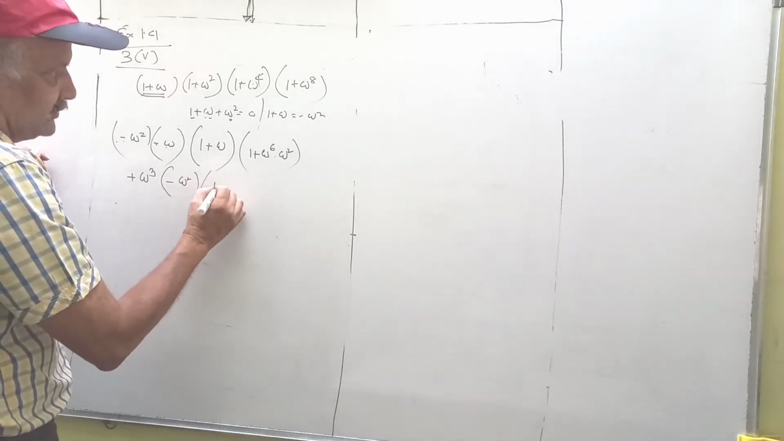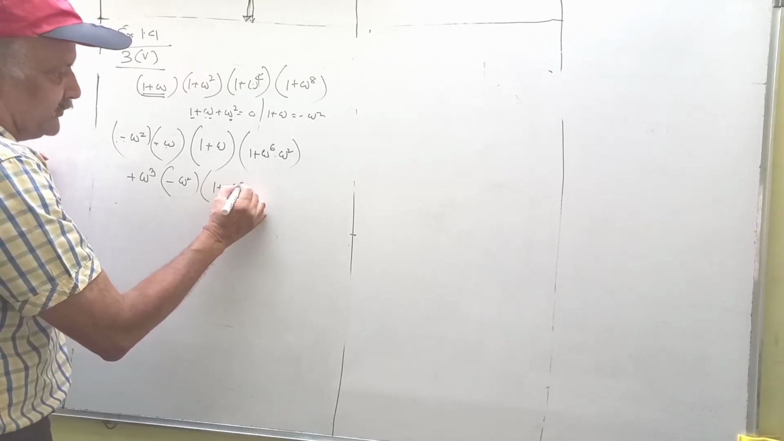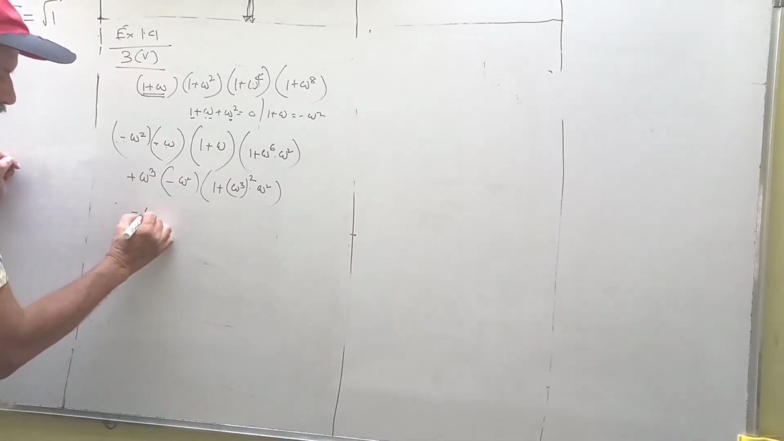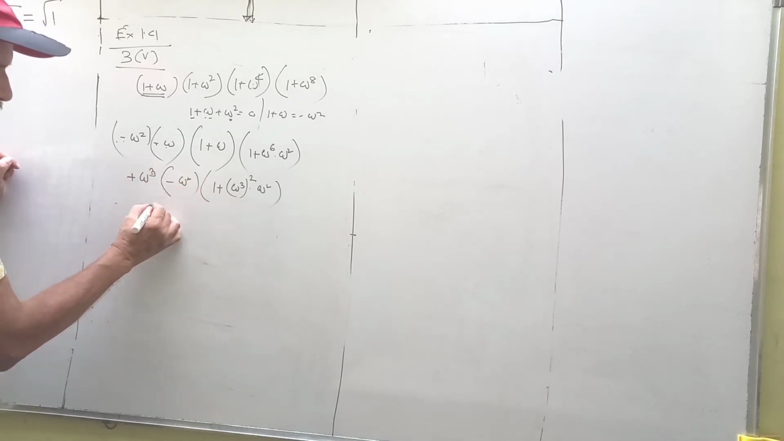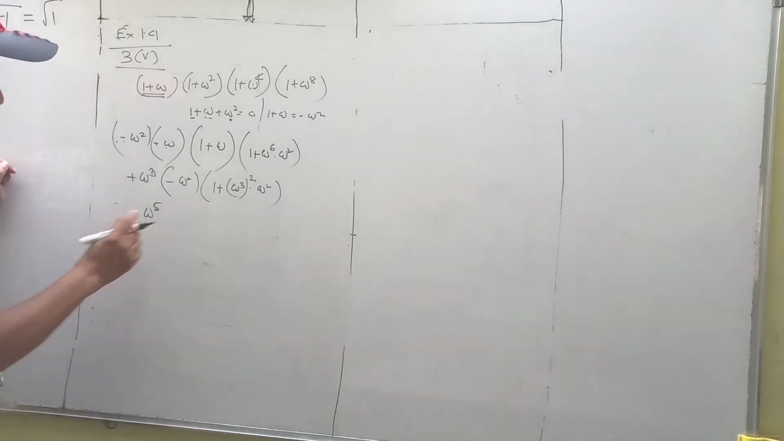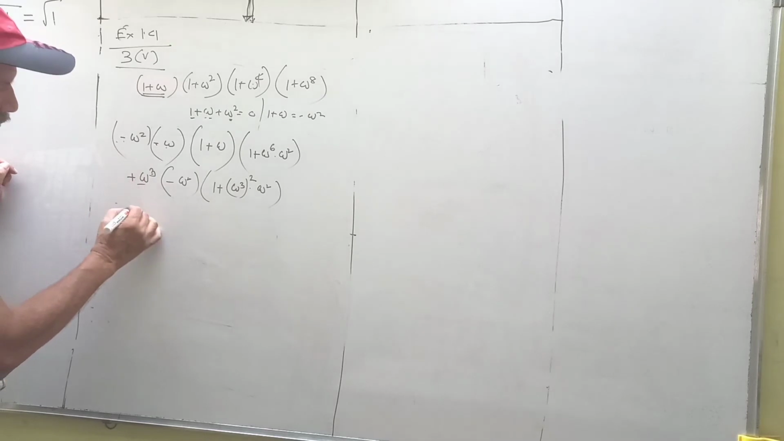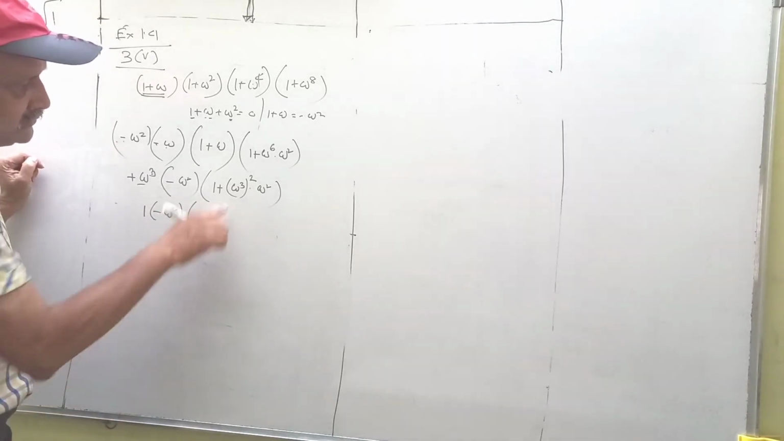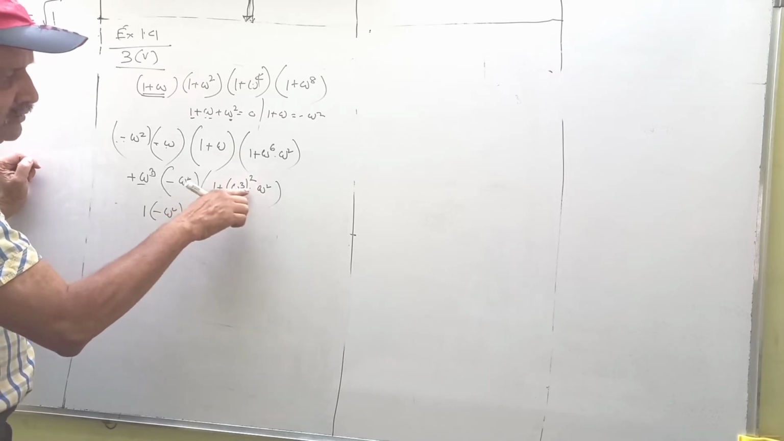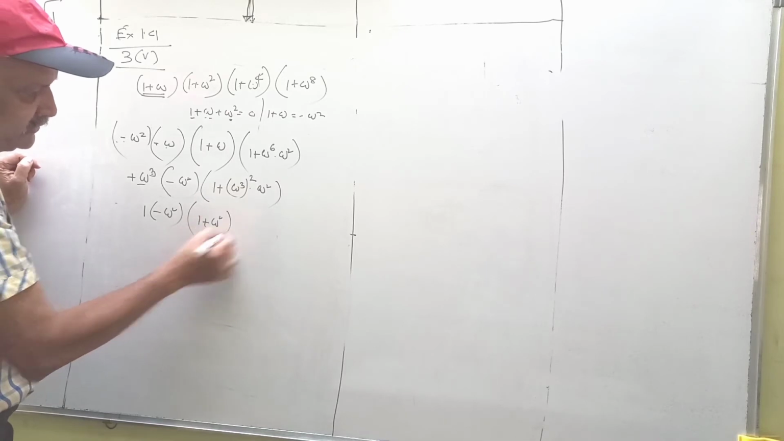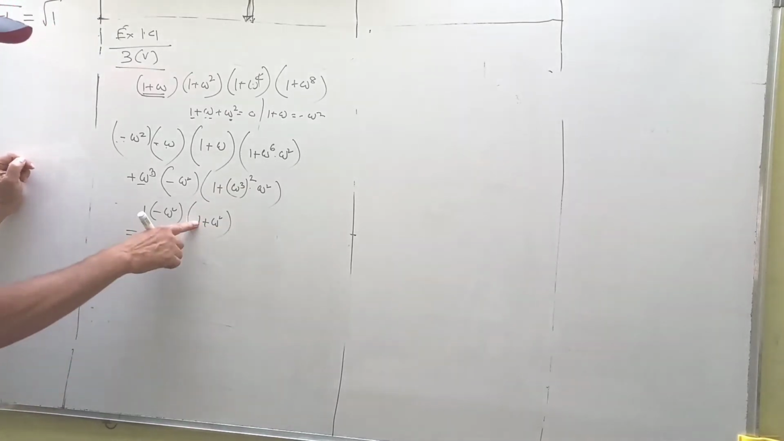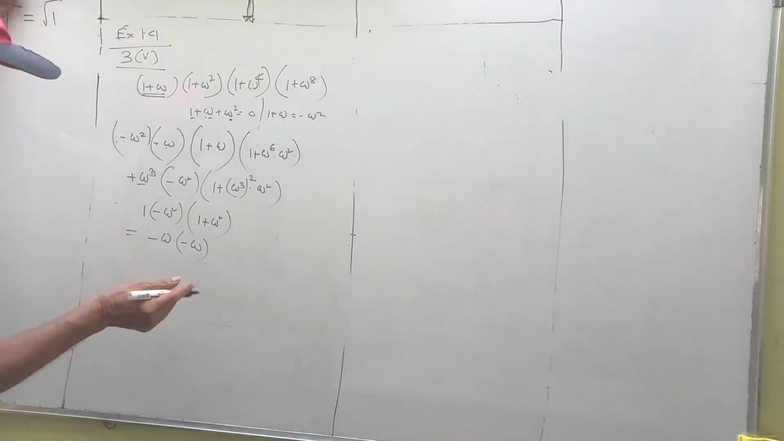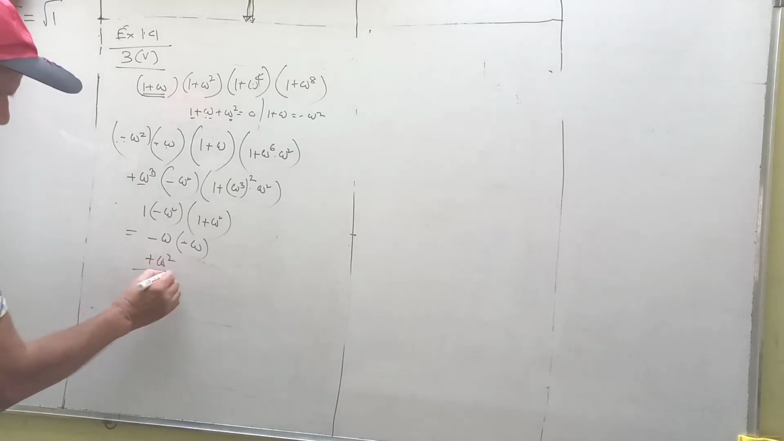Again here 1 + ω⁶, that means ω⁶ into ω². ω³ equals 1, so this is 1 + ω², which is −ω. Now (−ω²)(−ω) gives ω³, equal to 1, and again (−ω²)(−ω) equals ω³. So you see here the answer is −ω + ω².